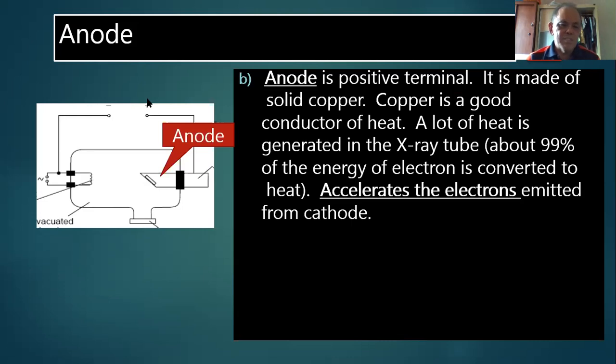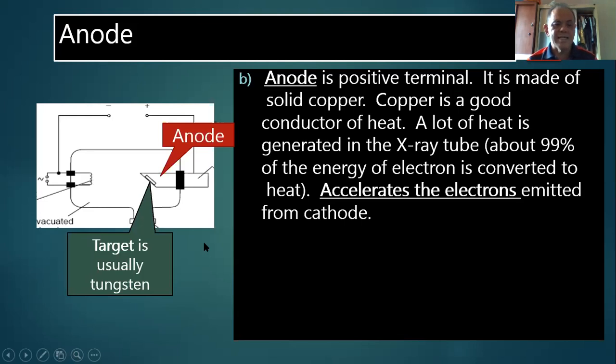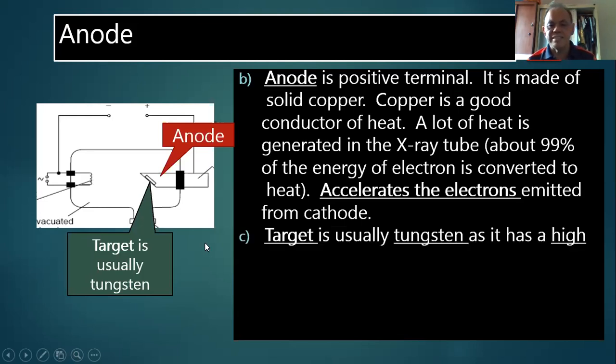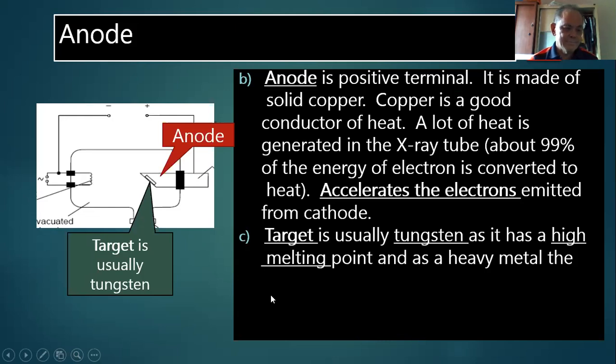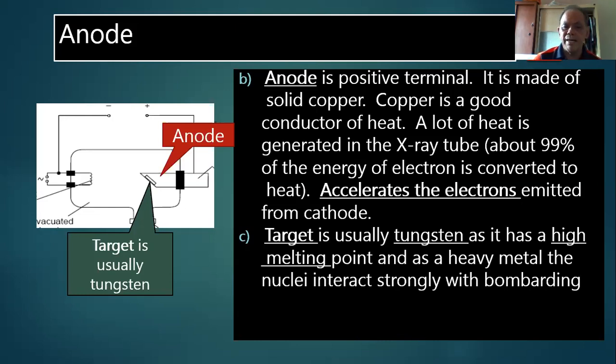So the anode is positive, the cathode is negative. This operating power supply accelerates the electron from the cathode to the anode, and then it hits the target, which is usually made of tungsten. Why tungsten? It has a high melting point, and it is a heavy metal. The nuclei interact strongly with the bombarding electron to produce X-rays.